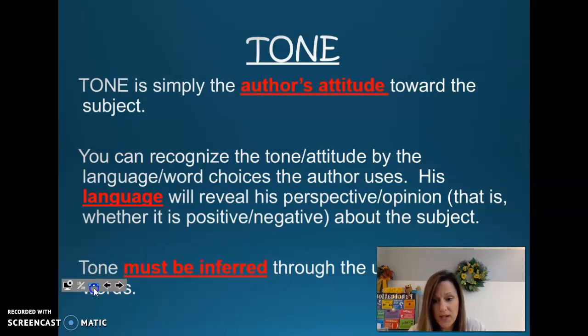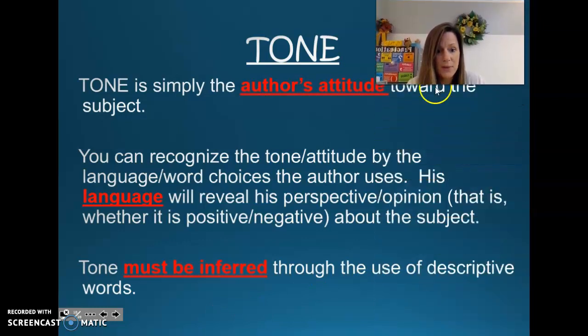Tone must be inferred, and that means that you need to do that through the use of descriptive words. So by the way that the author uses descriptive words, you can figure out what tone the author's using.